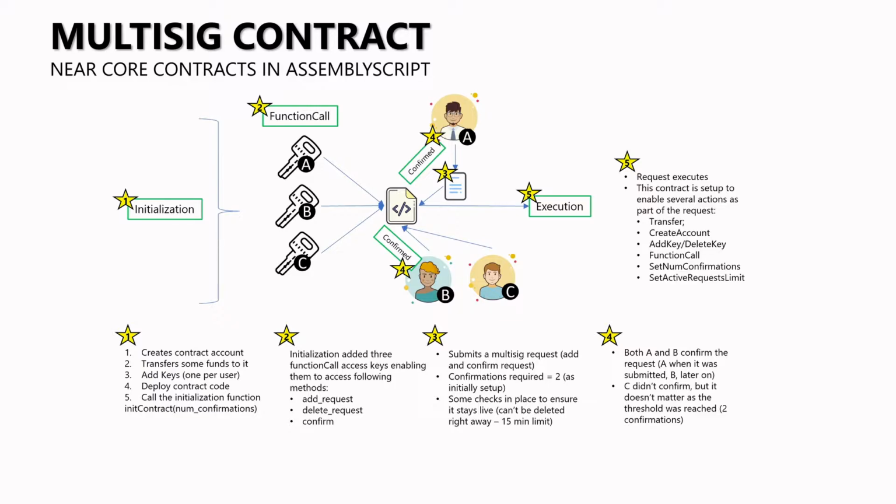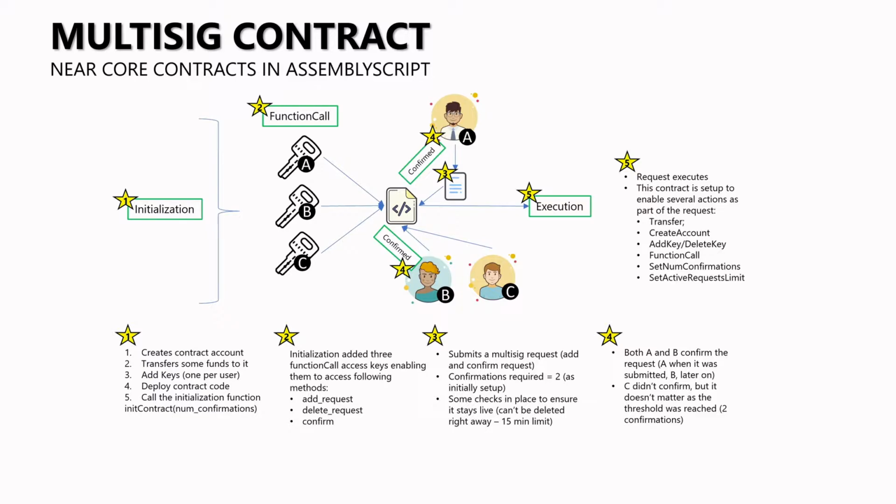Before we deploy and initialize this contract, we're going to want to collect a couple things. First, we're going to need the public keys of any of the accounts that we want to initialize it with, and we need to decide how many confirmations we want before some request or action is going to execute.